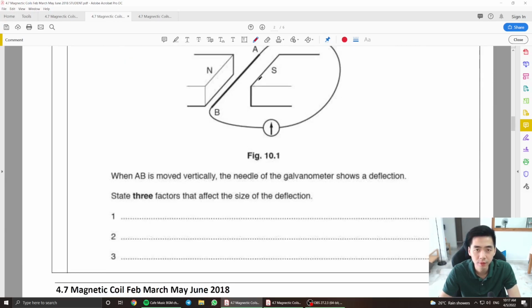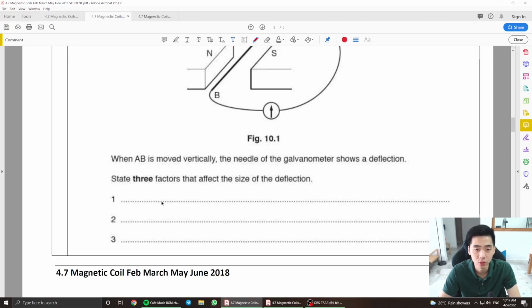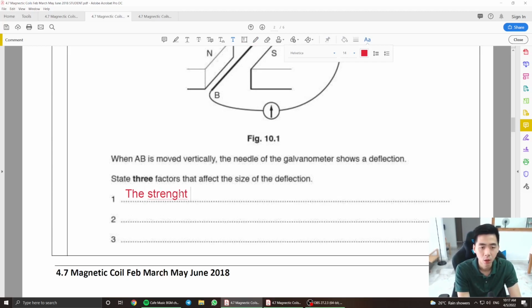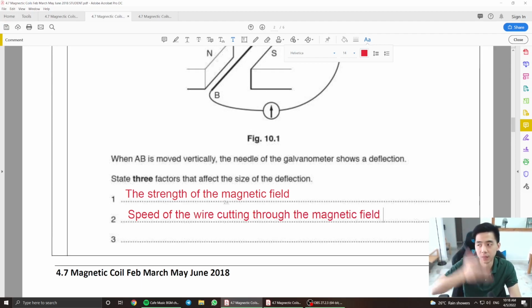Now, there are 3 main factors that affect the size of deflection in the galvanometer. Number 1 is obviously the strength of the magnet. The stronger the magnet, the more magnetic field there will be, so when it cuts through the coil, it will produce more current. And the second one will be the speed of the wire cutting through the magnetic field. The faster you cut the magnetic field, the more current will be induced.